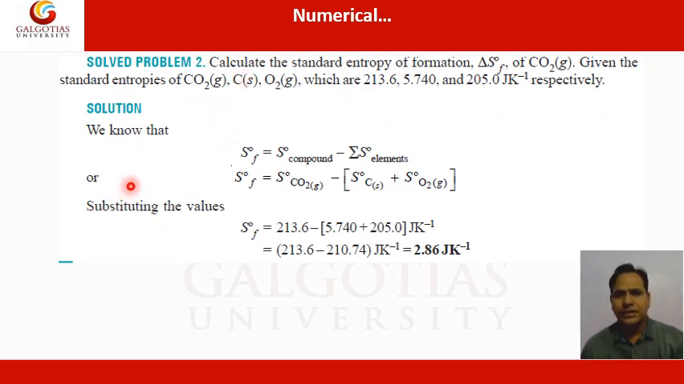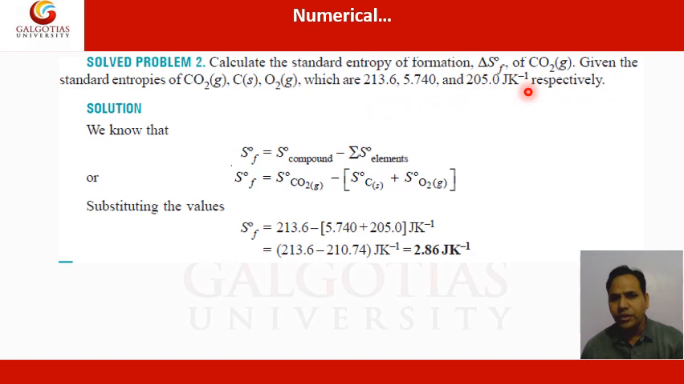So calculate the standard entropy of formation, that is delta S naught F of CO2 gas, given standard entropies of CO2 gas, carbon solid, and oxygen gas, which are 213.6, 5.740, and 205.0 joule per Kelvin respectively.